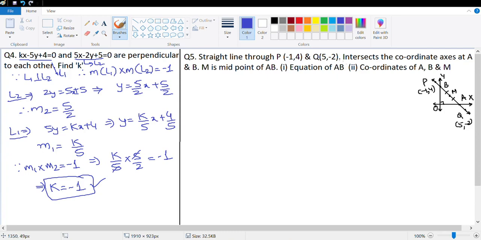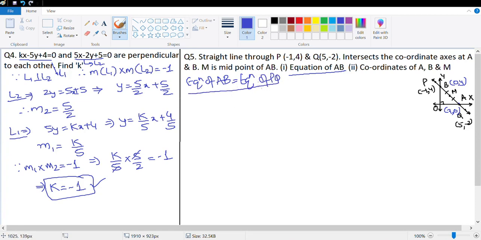The next question is question 5. It says a straight line through P(-1, 4) and Q(5, -2) intersects the coordinate axes at A and B. So A would be (x, 0) since it lies on the x-axis, and B would be (0, y) since it lies on the y-axis. We need to find the equation of AB. The equation of AB will be equal to the equation of PQ because they're the same line. Those are points lying on the same line.